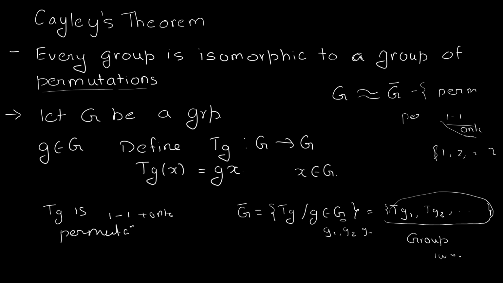And then once this Tg has been found to be a permutation and this G bar has become a group, my next target is to construct an isomorphism from this G to this G bar and show that that function phi, which will be from G to G bar, is an isomorphism. Okay, this is what it says. So now we'll start with what is to be done.